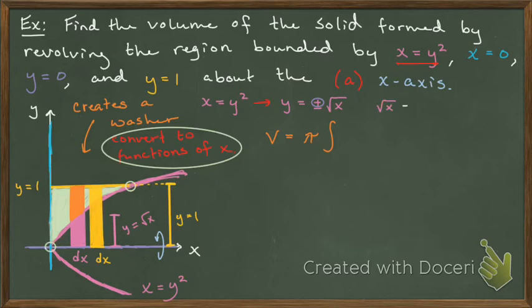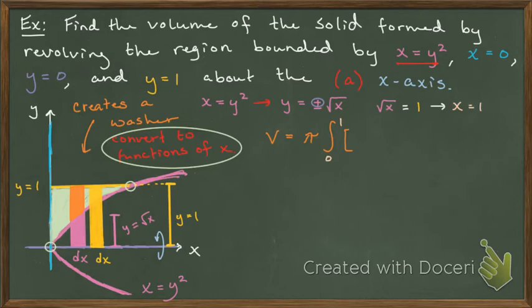Integrating, I need to find those two intersection points. To do that, I need to figure out where my function, the square root of x, intersects with y equals 1. So I set those two functions equal to each other, y equals 1 equal to y equals the square root of x, and I get that x equals 1. So I integrate from 0 to 1, okay? And my slices are moving horizontally, right? From x equals 0 to x equals 1.